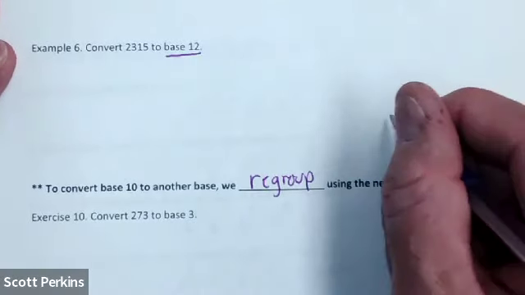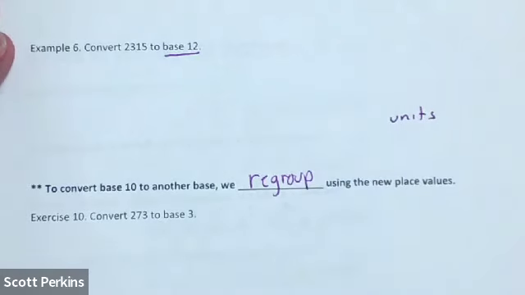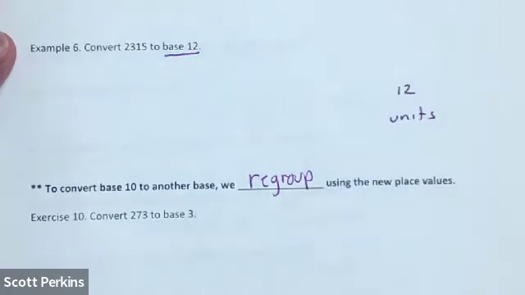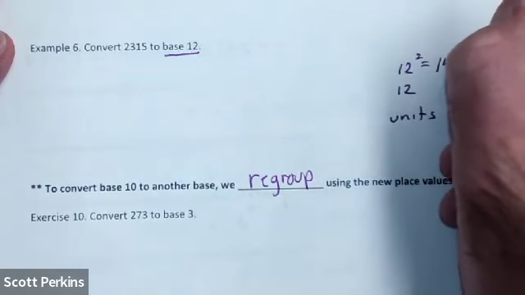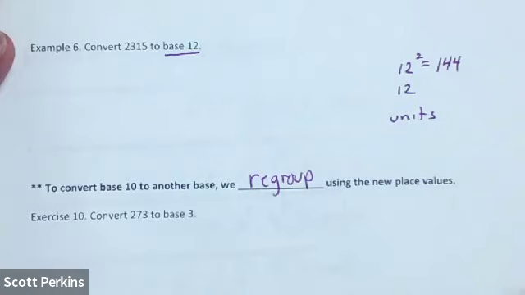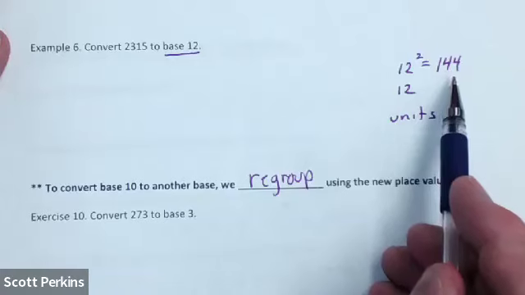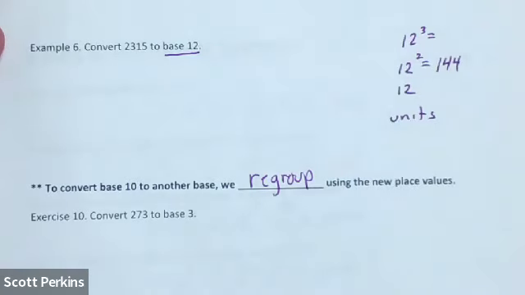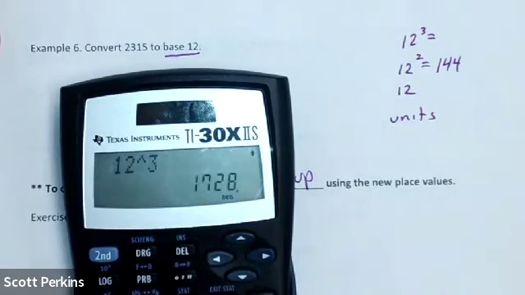In base 12, I have my units, my ones. Then the next place is going to be my groups of 12. Then the next place is my groups of 12 squared, and my calculator will tell me that that's 144. Well, if I start off with 2,315, I can make groups of 144. So I'm going to try the next place. So 12 to the third would be the next place. And 12 to the third in my calculator, I don't know what that is off the top of my head. I'm not that good with my numbers.